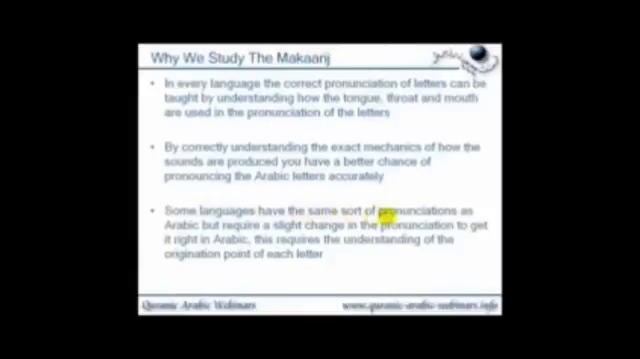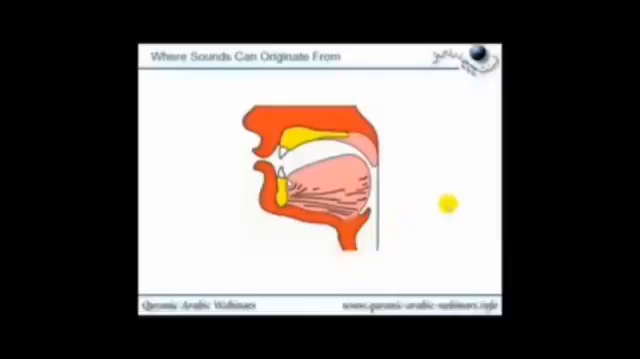Some languages have the same sort of pronunciation as Arabic, but require a slight change in the pronunciation to get it right in Arabic. This requires the understanding of the origination point of each letter. So some languages, like the one spoken in Pakistan, have the same sort of alphabets, but they pronounce some letters slightly different or even totally different depending on where the sound originates. It could be even to where they put their tongue when they try to say the letter. So by learning how this works in Arabic, you can slightly adjust your pronunciation to fit in with the Arabic pronunciation. So where can sounds originate from?